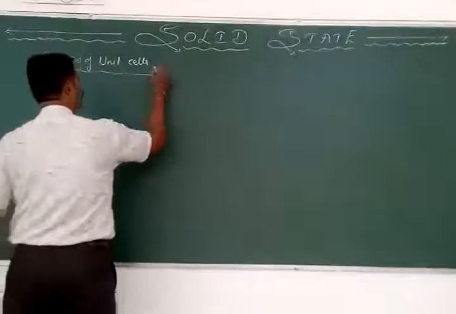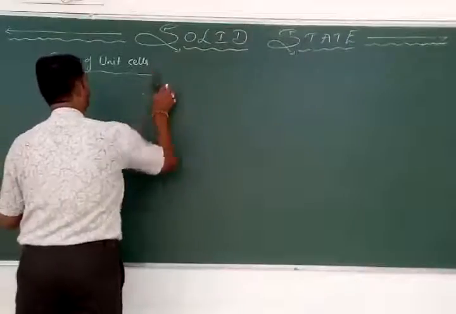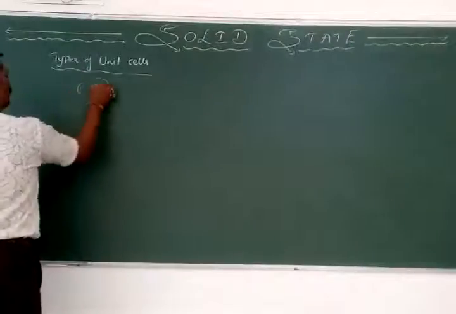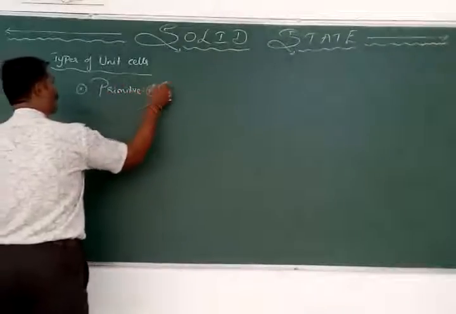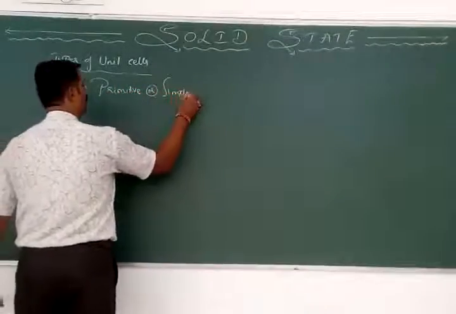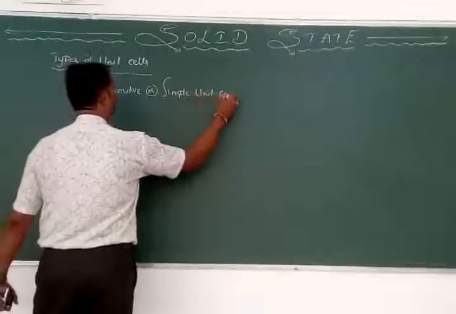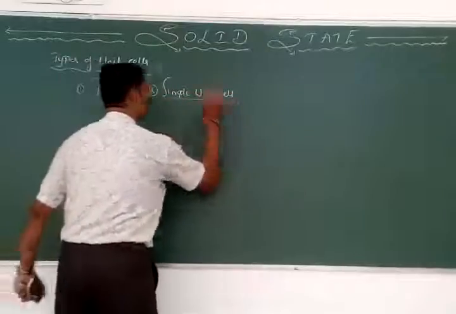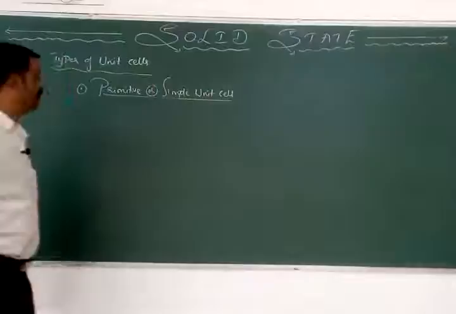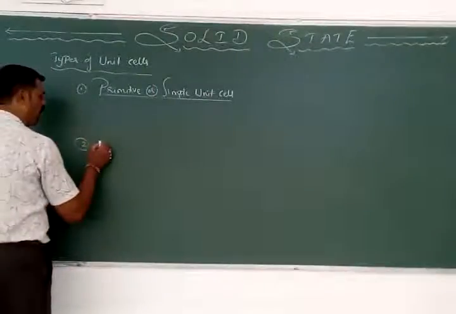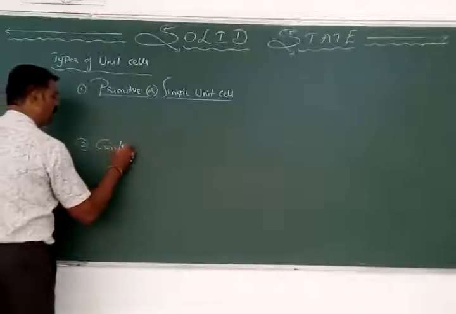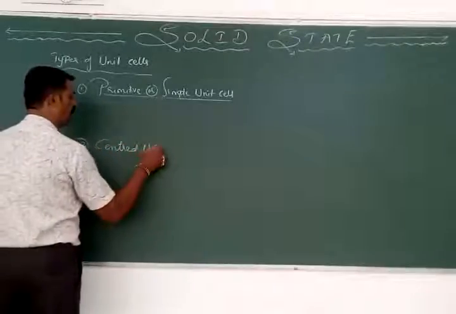Then how many types of unit cells are we expecting? There are two. The first one is primitive, also called the simple unit cell. Then the second one is the centered unit cell.